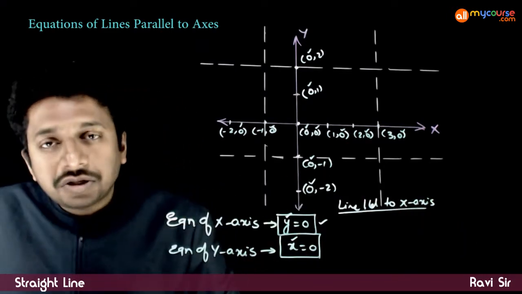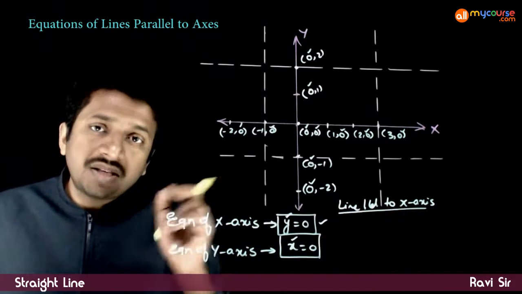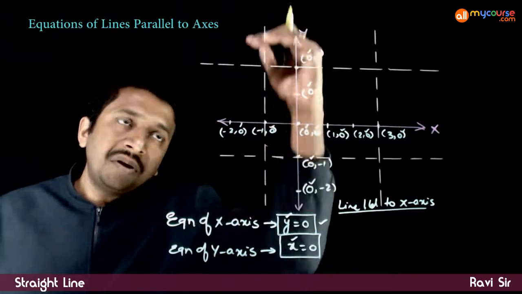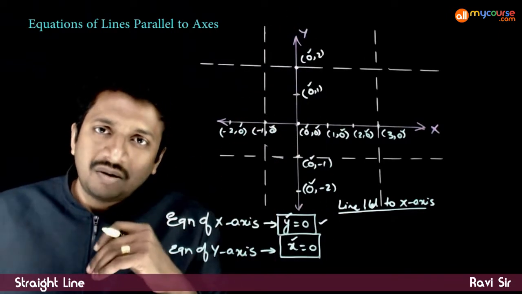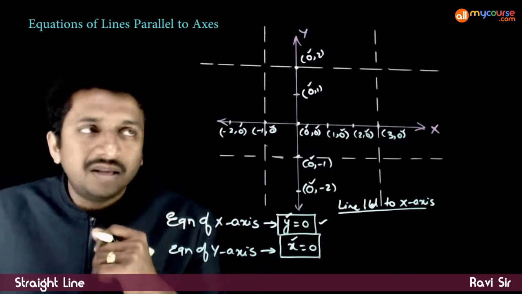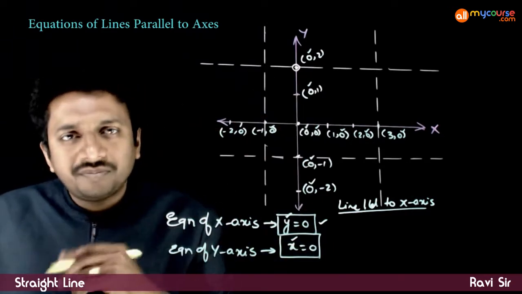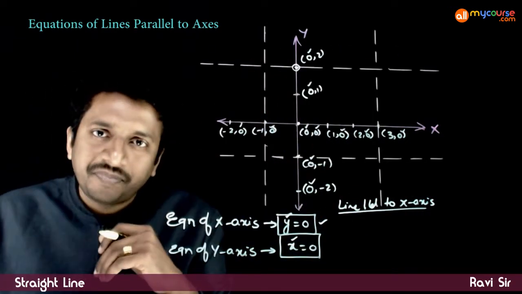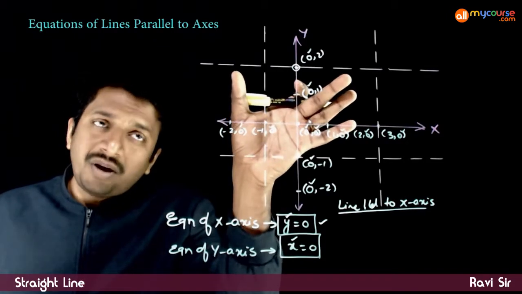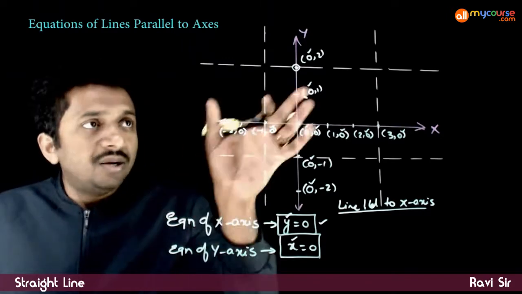If you want the equation of a line parallel to x-axis, as you can see, this is not sufficient information to fix the line. So there are infinite number of lines which are parallel to x-axis. What is the line that I am talking about? Let us take a particular line. So let us take a line which passes through the point (0, 2) and is parallel to x-axis. Now, what does each and every point on this straight line satisfy? Which condition do they satisfy?